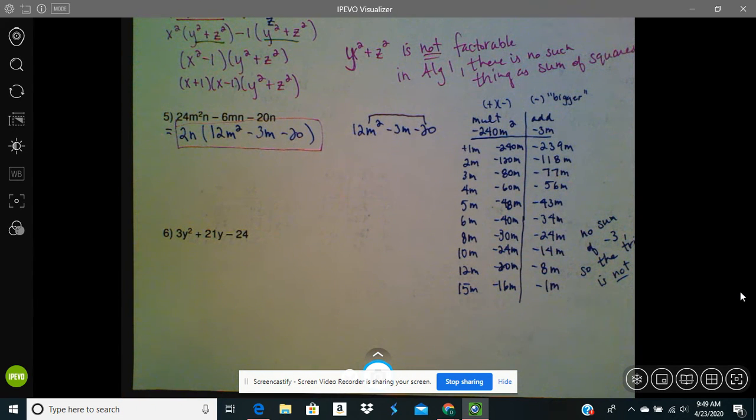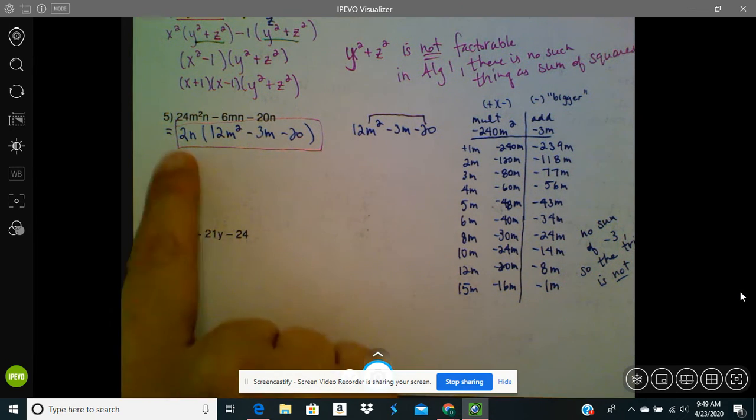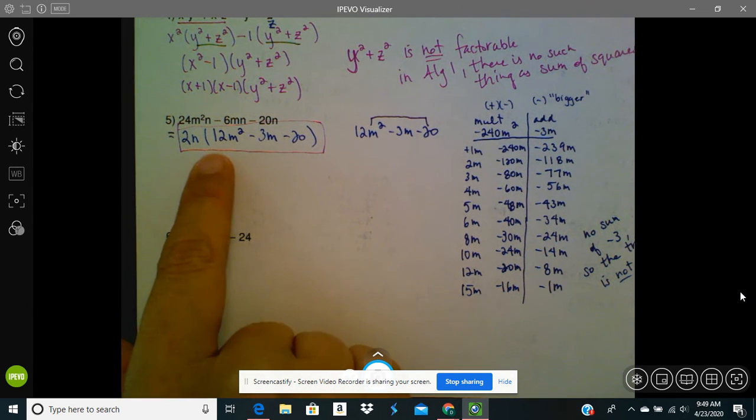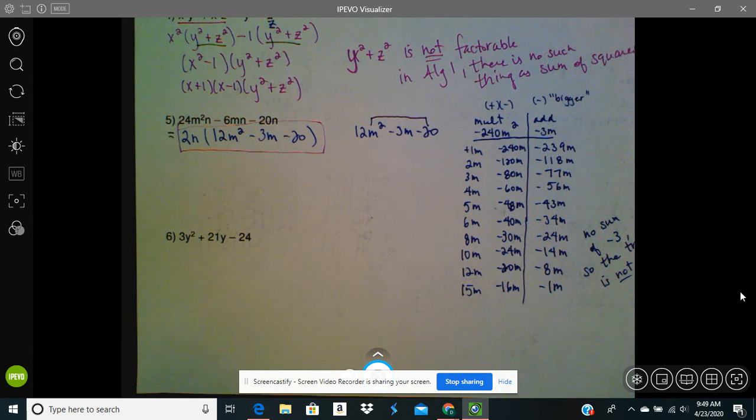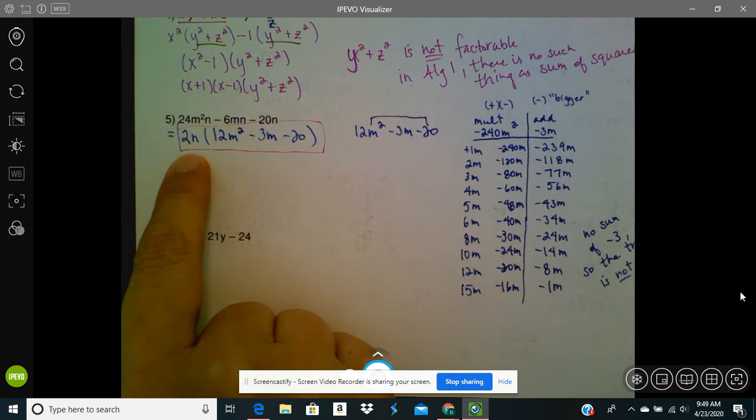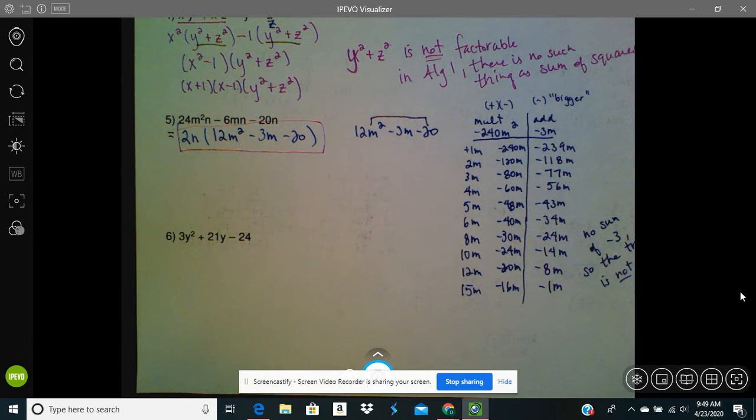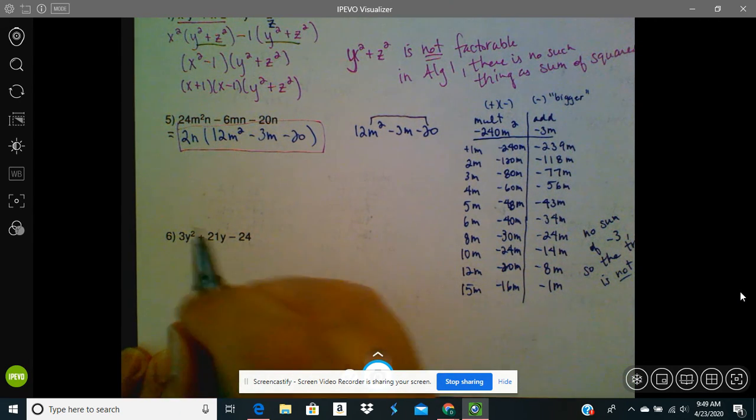And then I go to number 6. I mean, just think about it for a minute, okay? This is prime, that's as far as they go. That's my final answer. Remember, anything you take out has to come along for the ride. Just remember that, okay? And the last one, I have 3y squared plus 21y minus 24.